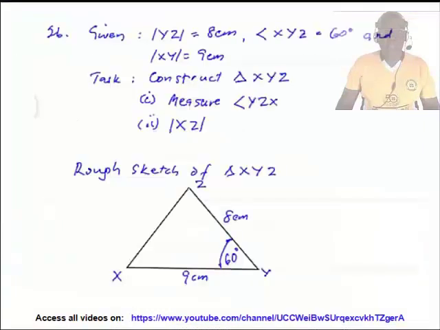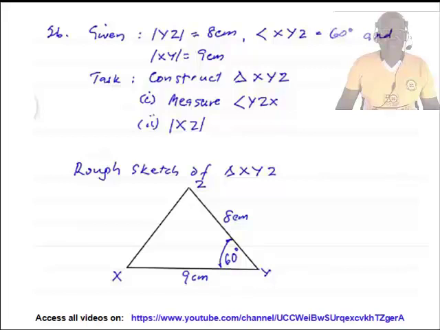2B. We have been given the magnitude of YZ to be equal to 8 centimeters, angle XYZ to be equal to 60 degrees, and magnitude of XY equal to 9 centimeters. We are to construct the triangle XYZ. I. Measure the angle YZX, and II. Find the magnitude of XZ. Below is a sketch of the triangle XYZ. We shall now construct the triangle XYZ.